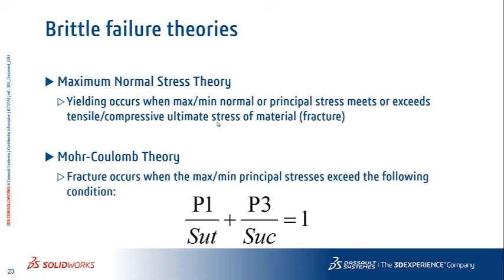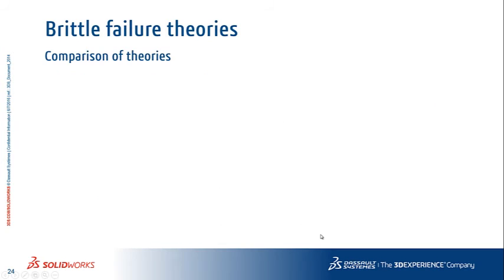And then there's the Mohr-Coulomb theory, which is kind of a combination where you look at P1 over the ultimate strength of the material in tension plus P3 over the ultimate compressive strength. Just be aware that P3 is going to be your smallest, most negative number, and it pretty much always is, so the ultimate compressive strength also needs to be entered as a negative, right? And when these two values are equal to or greater than 1, that's when you're going to have failure.